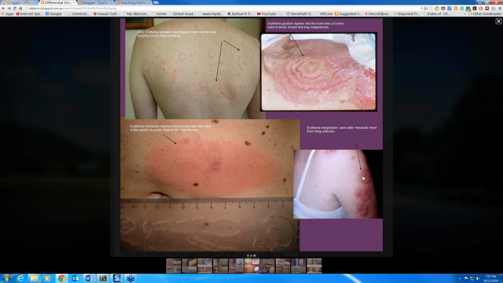This is a rare type of annular erythema called erythema marginatum, and it used to be seen after rheumatic fever from a strep infection. We really just don't see that much nowadays at all. So, annular erythemas: erythema annularis centrifugum, erythema gyratum repens, erythema chronicum migrans, and erythema marginatum.